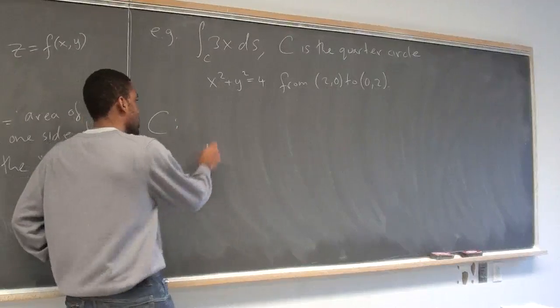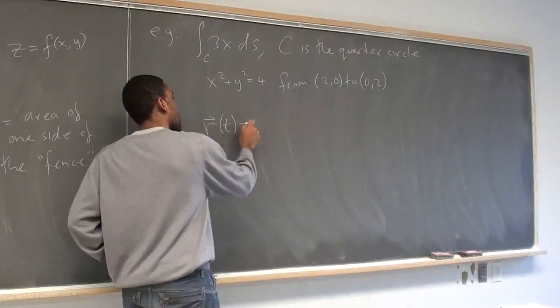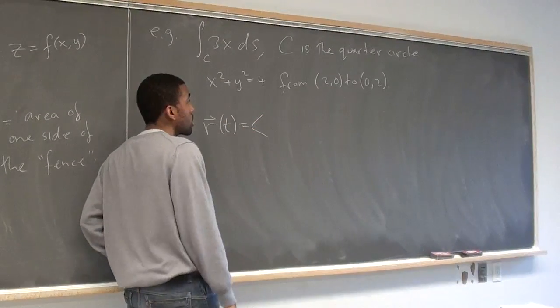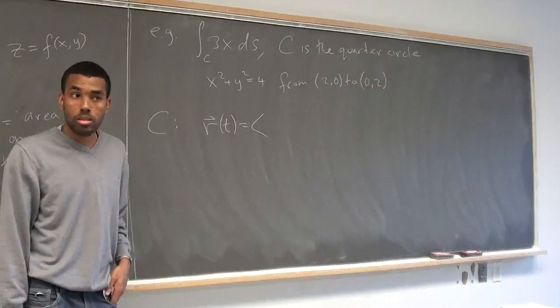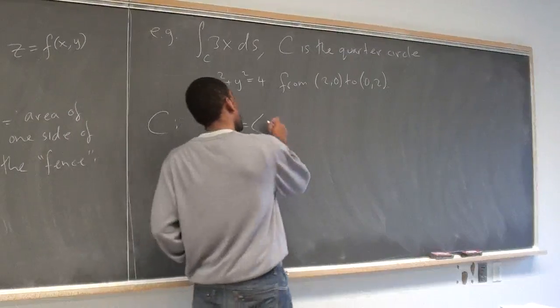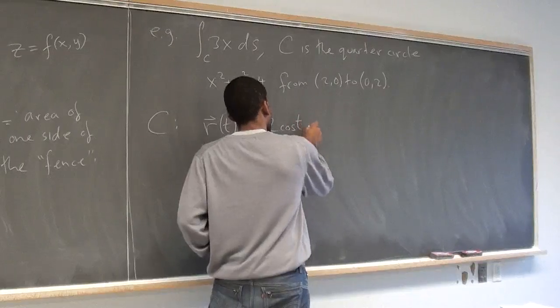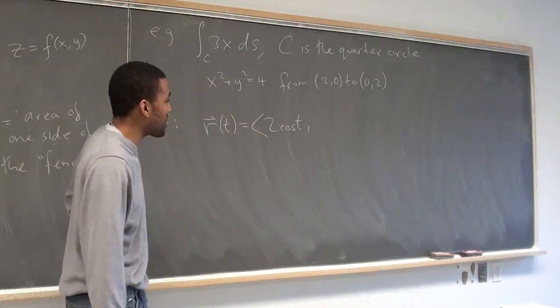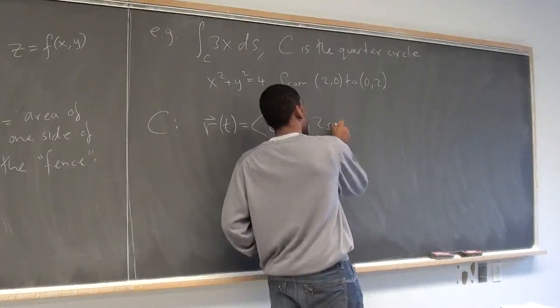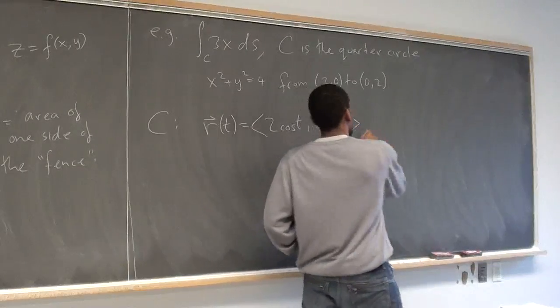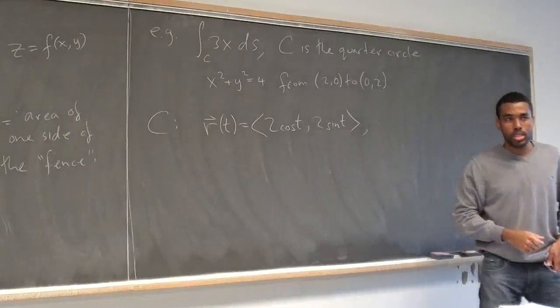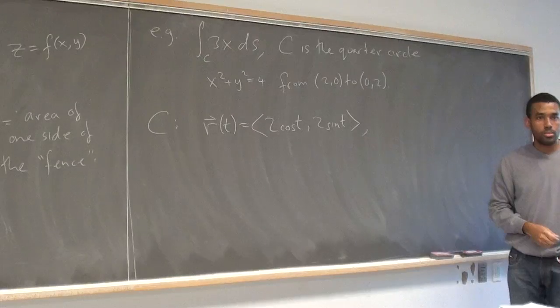Right, so you're going to parameterize the C. What is it going to look like? X equals 2 cosine theta. Y is equal to 2 sine theta. Right? And what are the limits on my t? 0 to pi over 2.